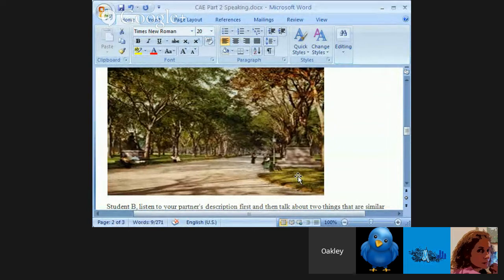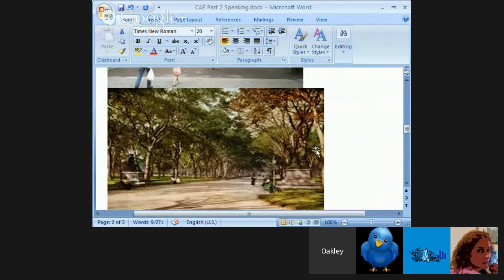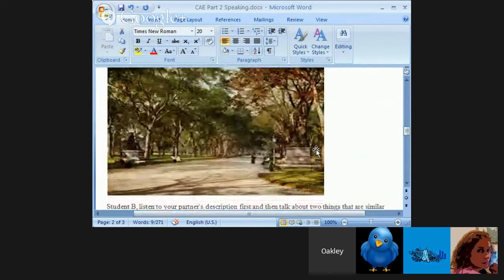In the second one, it's probably autumn. I think that because of the color of the leaves on the trees, they are quite brown, and also the light is different. Maybe it's late in the evening, and you can see that because of the quality of the light and because of the shadows. The trees are casting very long shadows.